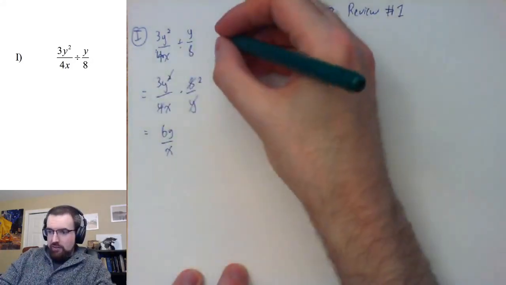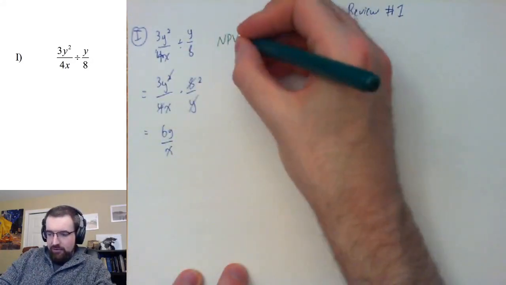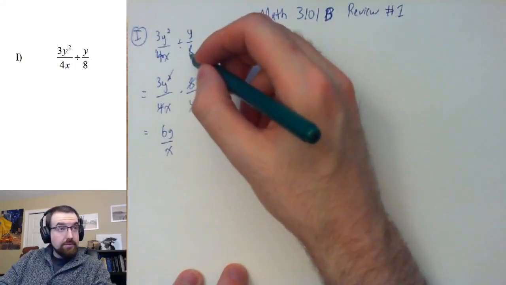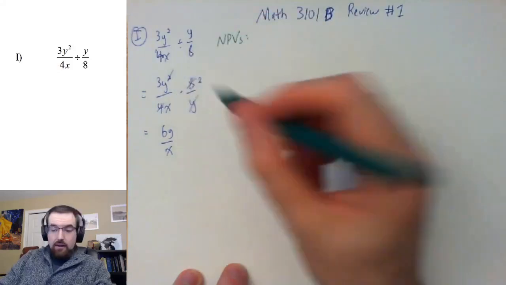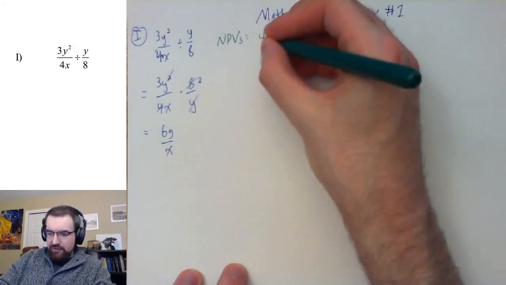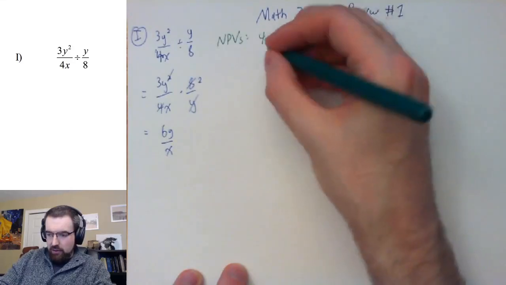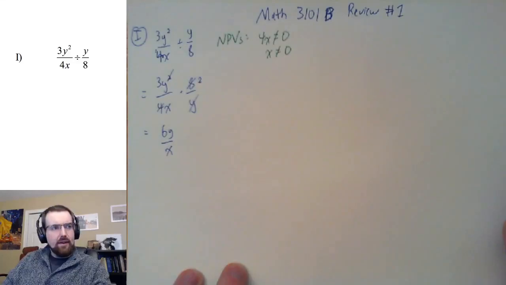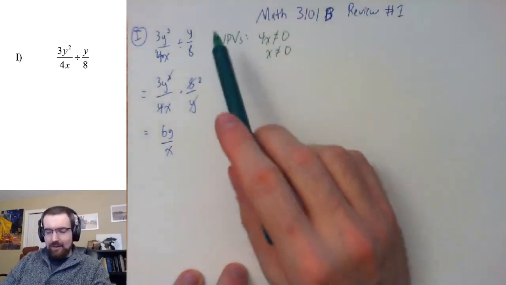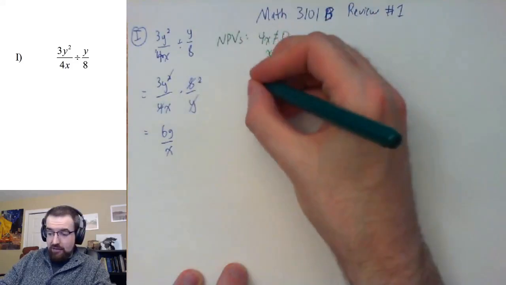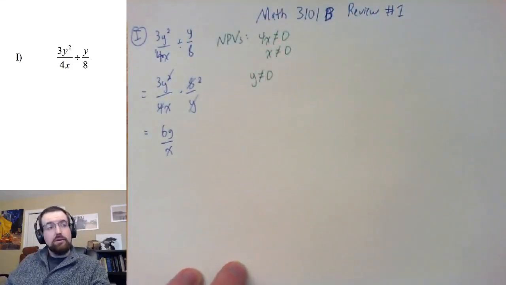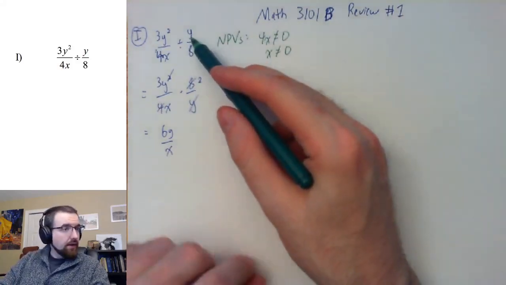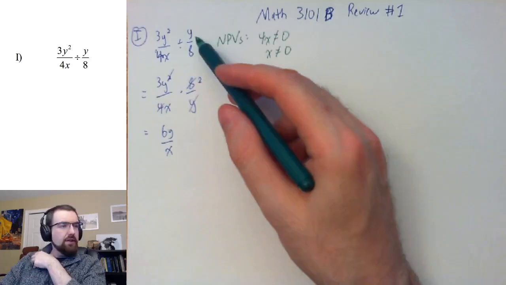Then if we're looking for the NPVs, or the non-permissible values, those are based on the original. So the NPVs in the original, we know that 4x can't equal 0, which means x can't equal 0. But we also have another thing going on here that's a little bit different. For purposes of NPVs, we also know that y can't equal 0. Well, why can't y equal 0? Y's on the top, that looks like a numerator. If it's in the numerator, you should be fine for it to be 0, right?